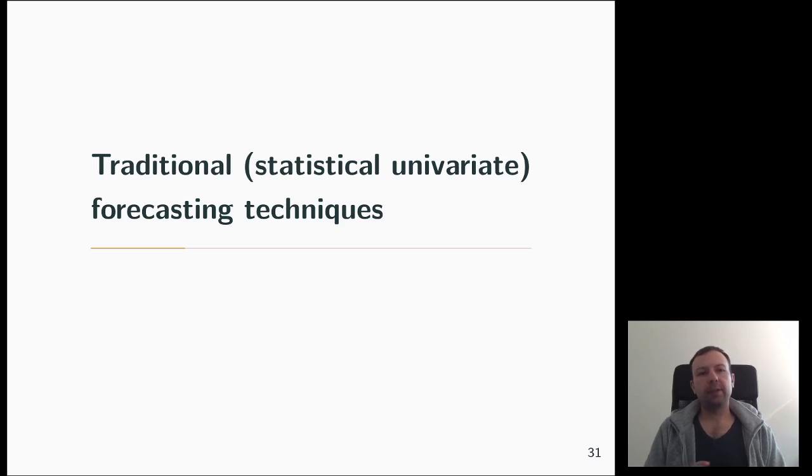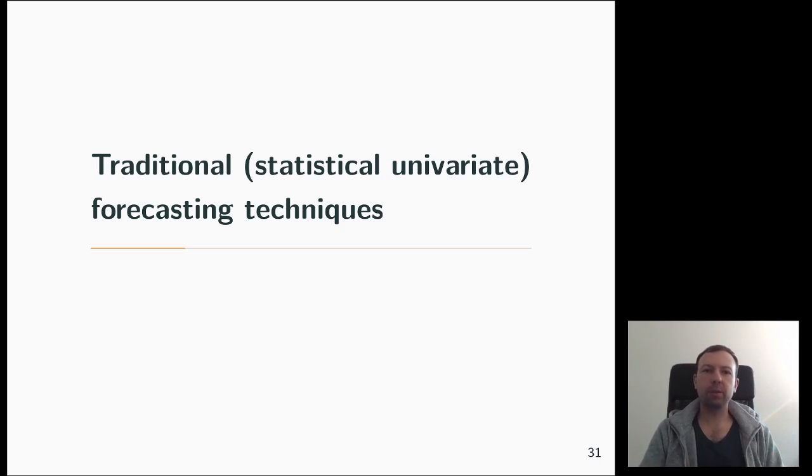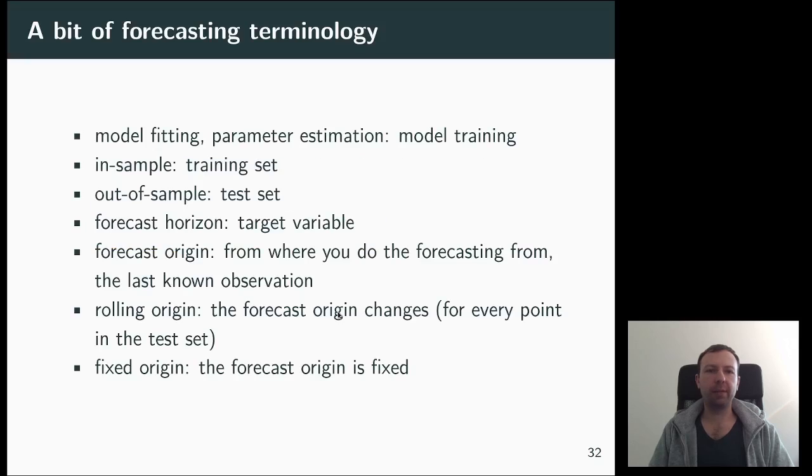Good. This concludes this first introductory part of the tutorial. I'm now going to talk a bit about traditional statistical univariate forecasting techniques. But actually, before I do that, let me start off with just a bit of forecasting terminology so that we're all on the same page with this.